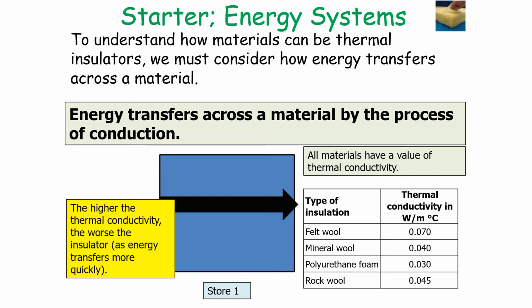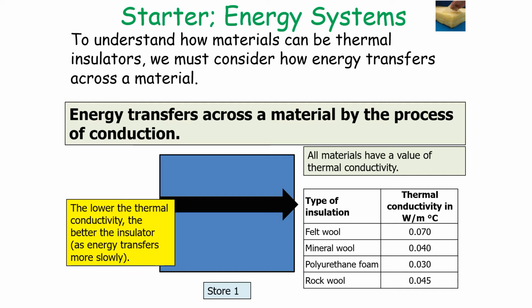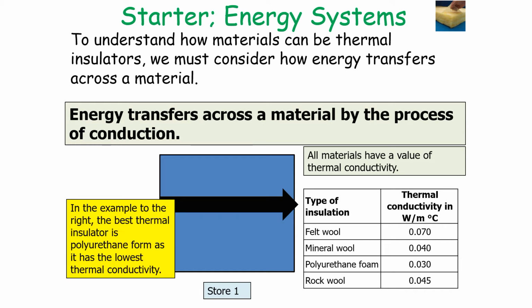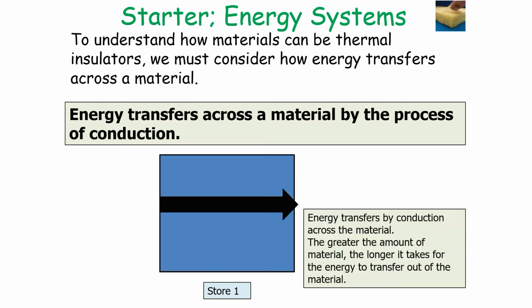The higher the thermal conductivity, the better the conductor, so the worse the insulator, because the energy is transferring across the material more quickly. So the lower the thermal conductivity, the better the thermal insulator, as energy is transferring more slowly. So in the example to the right, the best thermal insulator is polyurethane foam, as it has the lowest thermal conductivity.